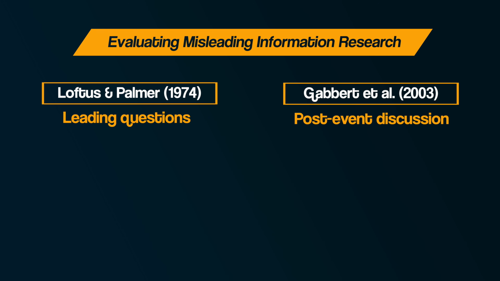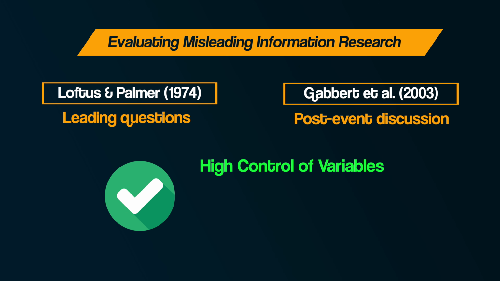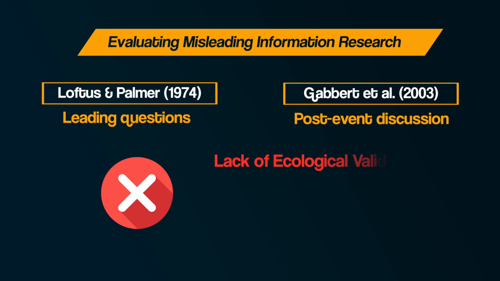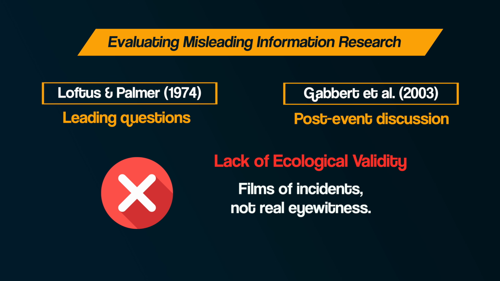Loftus and Palmer's and Gabbert et al.'s studies were conducted in controlled lab settings, allowing researchers to isolate variables and establish cause and effect. This high level of control and replicability strengthens the argument that misleading information can distort eyewitness testimony. However, a major criticism of studies like Loftus and Palmer and Gabbert et al. is that they lack realism, as participants only watched videos rather than witnessing real crimes, so the emotional impact and seriousness were missing.